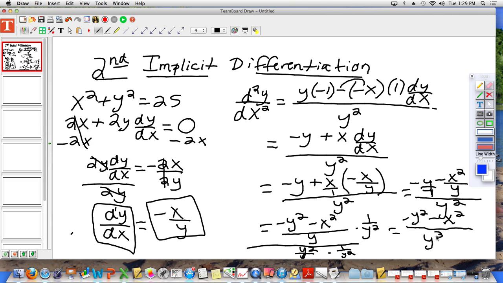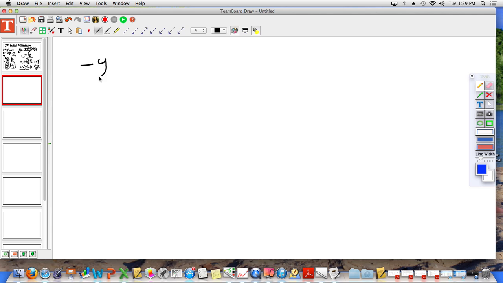All right, now this is the part that's going to kind of throw you guys for a loop a little bit. As if it didn't already, right? Can you guys help me transfer that answer onto my next page here? What was it? Negative y squared minus x squared over y cubed. That was it? Yeah.